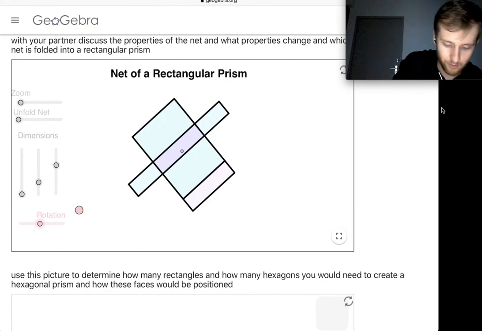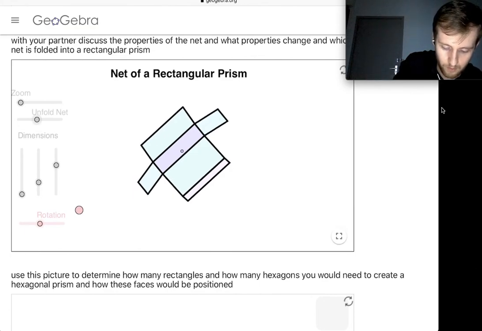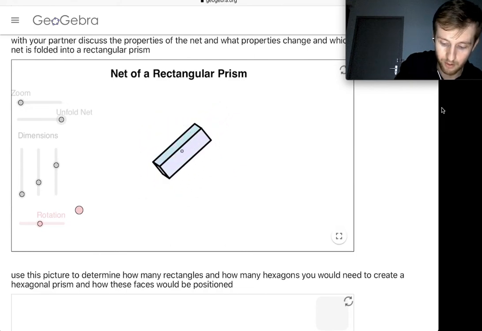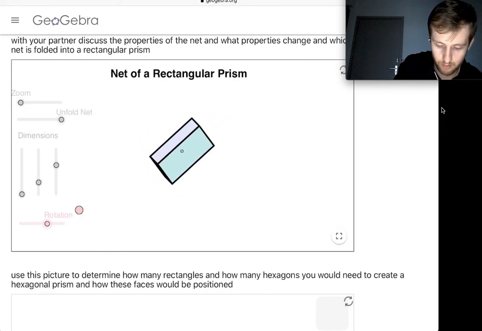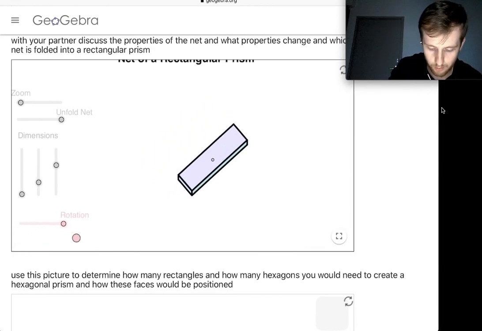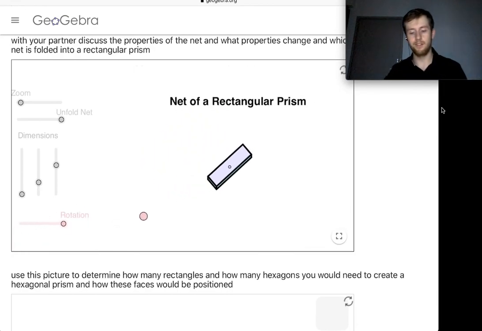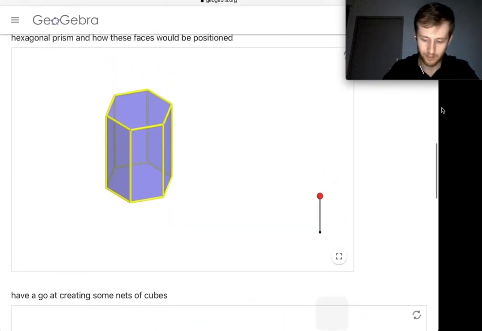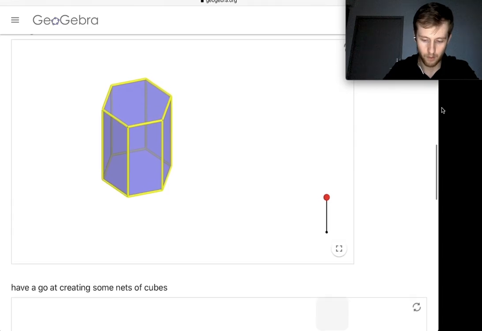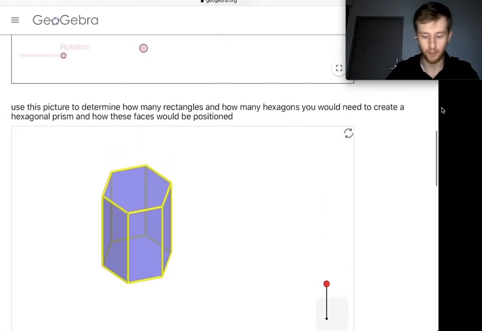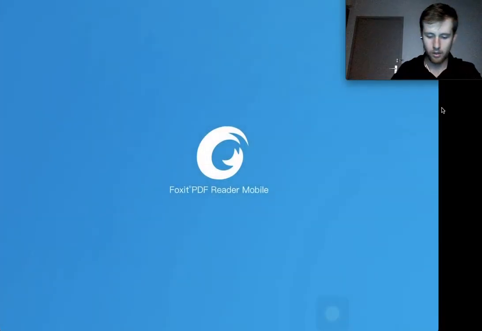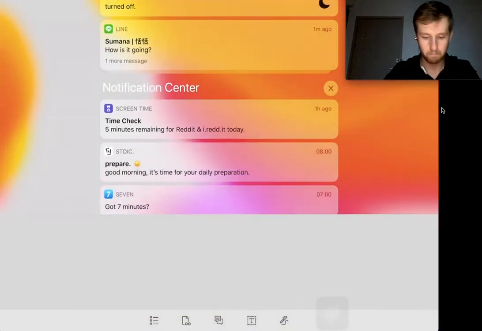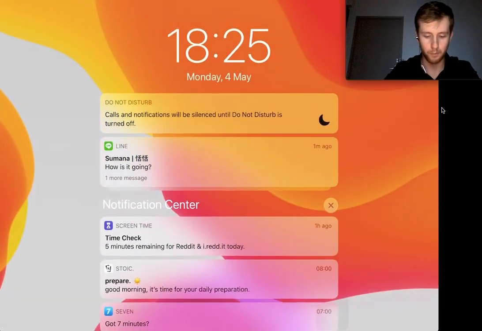Okay, so let's try to unfold this one. Let's fold it back together like this, and we can rotate it around. We can zoom it, I think, as well. Yeah, this is a net of a rectangle. Here we have a hexagon, but this is already an assignment. Okay, so assignments are in the book. We will do the assignments from the book.